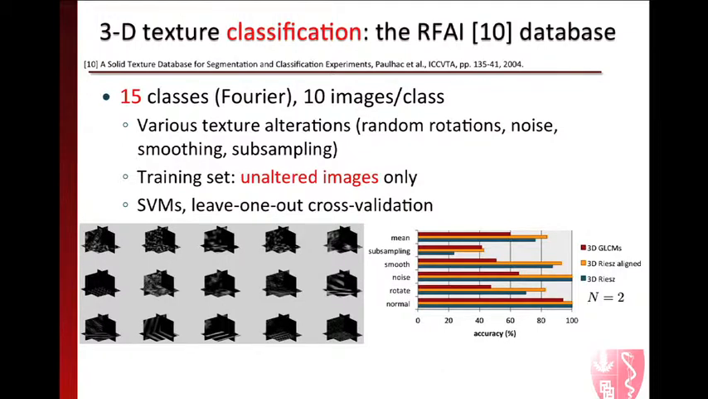So here we train only with the normal version of the database, and we see how the operators perform with the altered versions of the database. We use SVM and leave-one-out cross-validation. And these are the results. We have here the accuracy for various alterations of the textures. This is the mean for all of them. And we compare here 3 approaches. The first one is using 3D GLCMs.